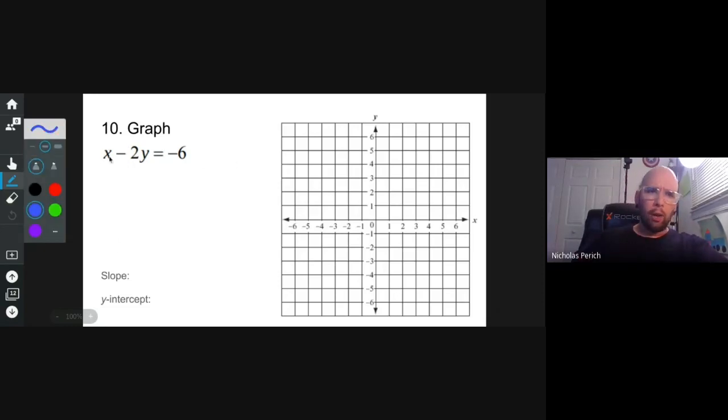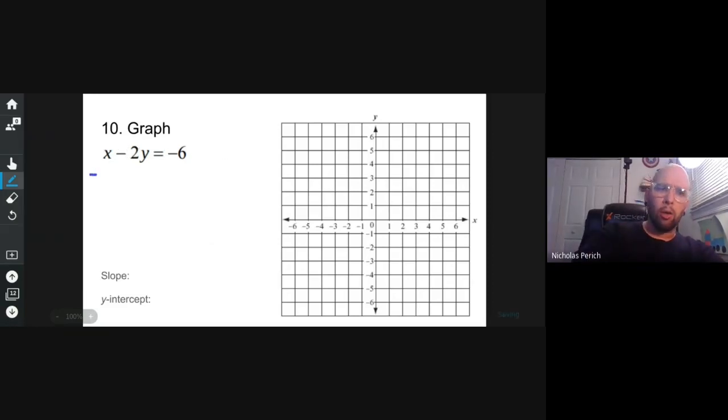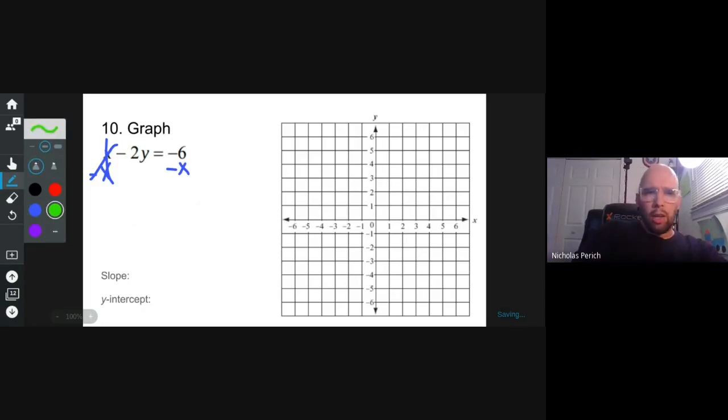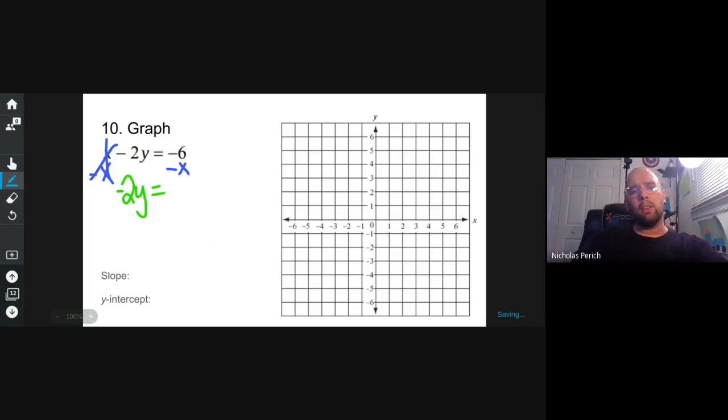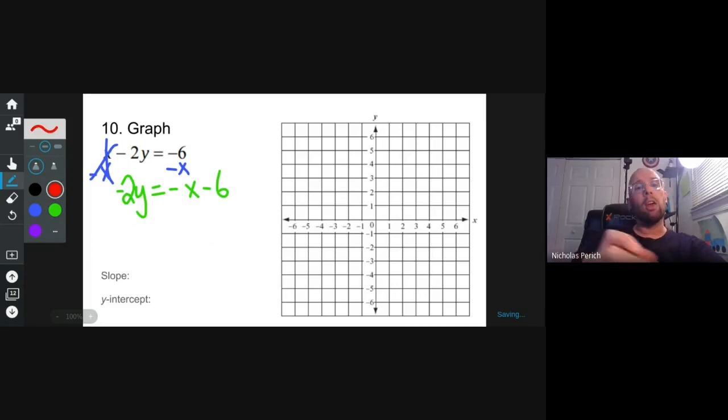Is y all by itself? No, it's not. I have a regular x just floating around. I have a -2 attached to y. So get rid of the regular x that's just floating around. So minus x. Cross that out. Drop down the -2y equals. Does the -x and the -6 combine? Nope. So I'm going to put -x minus 6.